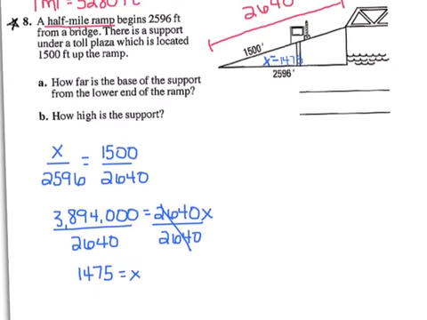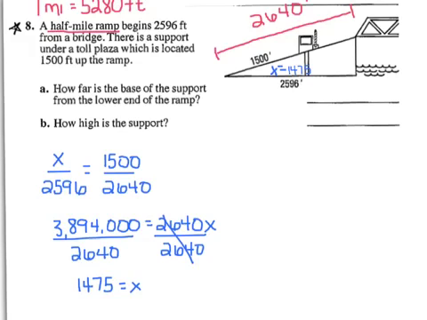Okay, and then B says, how high is the support? So that means now what I'm looking for is the height of this support beam right here. So now this is my x. Okay? So when I look at this, my first instinct, of course, since we're talking about similar triangles, is that I want to use a proportion. However, if I'm looking for this, I'm going to need something to compare that to in the larger triangle, which would be this length that goes with this one. And I don't have that length either. So a proportion is not going to work for me.